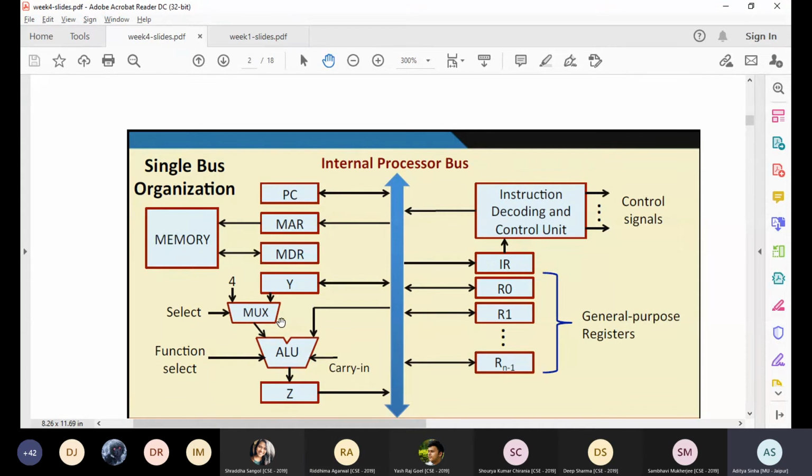And how do we select which number of inputs to be taken? Selection lines. Is there a selection line in this multiplexer? Yes, sir. So everyone is clear on this concept. How many inputs are there for this multiplexer? Two. One is from the temporary register, that is Y, and one is 4. Can anyone guess why there is a 4 there?